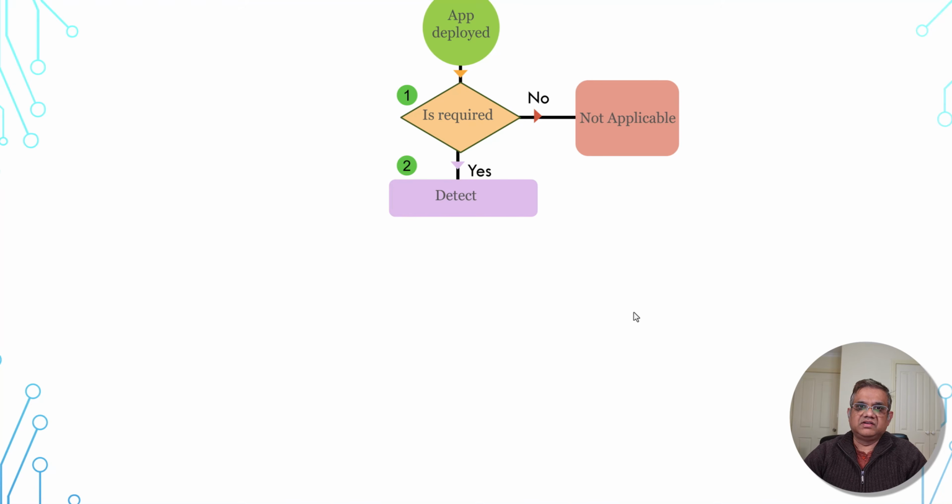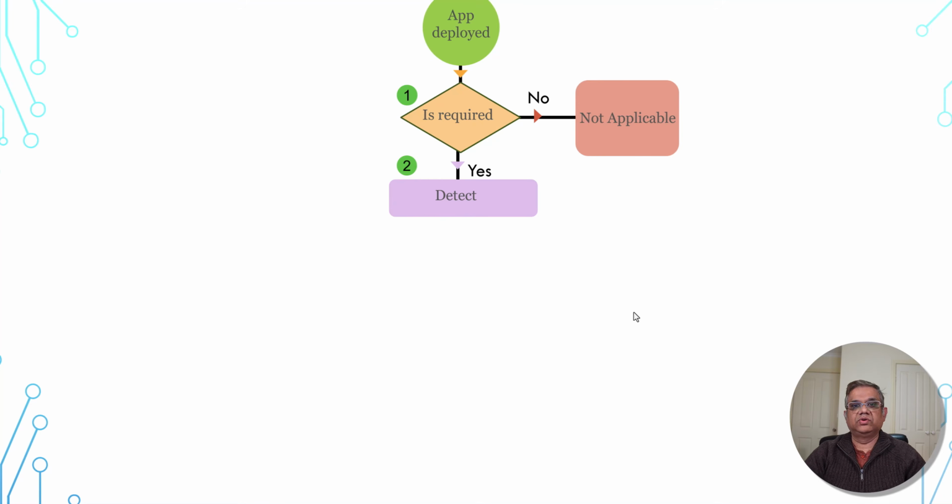If it passes the check that yes, the application is required, the second pillar will come in, which is detect, to detect the application. So can you see, the detection is not happening first. First, the requirement is checked to see whether the application is required or not.